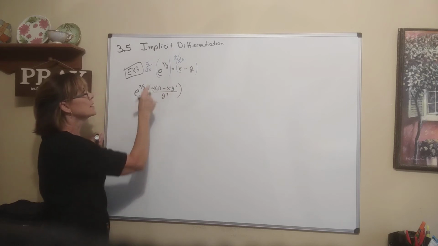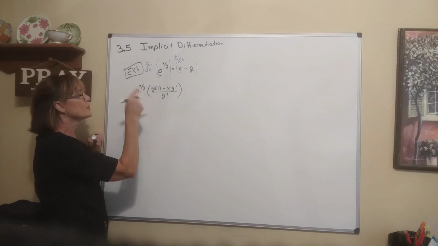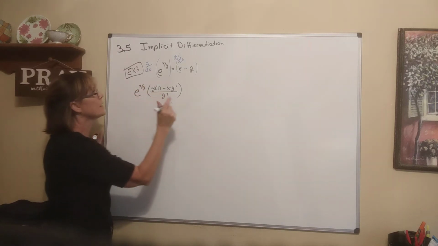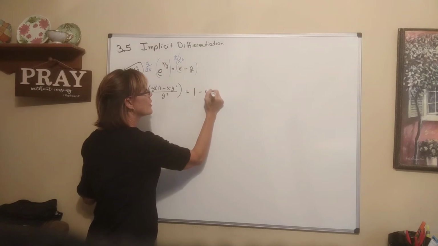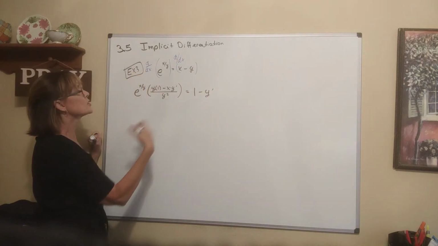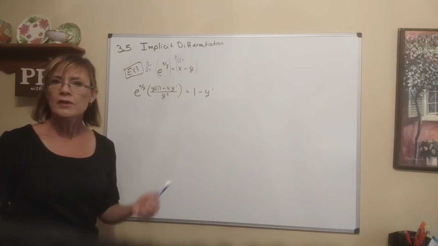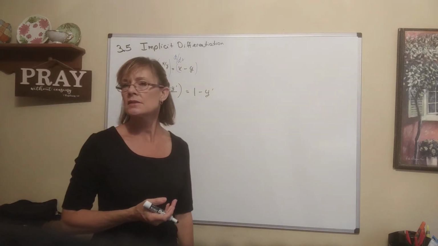All right, so let's see. E to the something times the derivative of something, low d high minus high d low over low, is equal to the derivative of x, which is 1, minus the derivative of y, which is y prime. We're going to solve this for y prime. The rest of this is not calculus, it is just algebra.